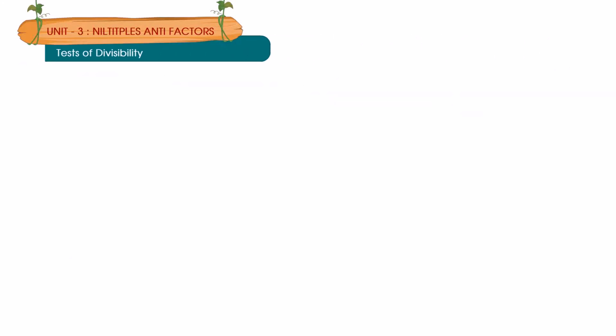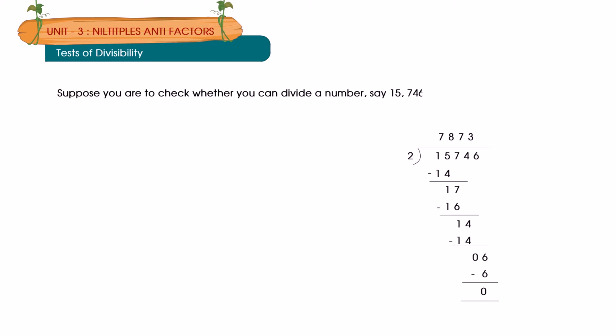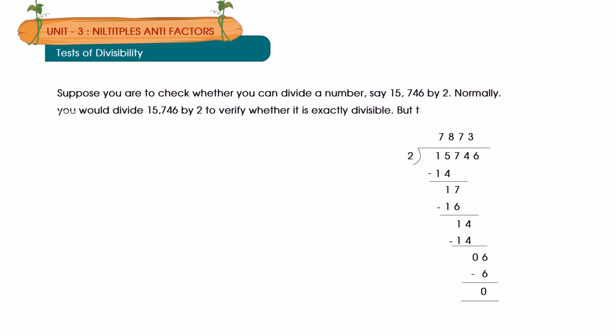Tests of divisibility. Suppose you are to check whether you can divide a number, say 15,746 by 2. Normally, you would divide 15,746 by 2 to verify whether it is exactly divisible. But there are some easy methods to check divisibility. We shall learn some of them here.